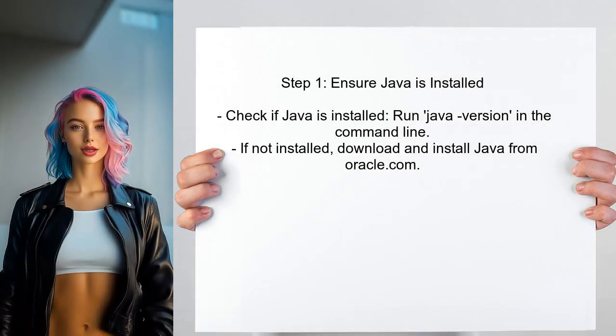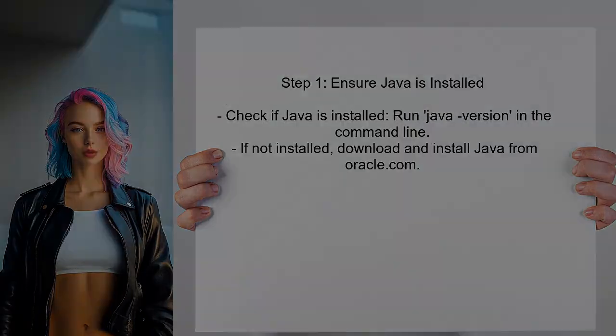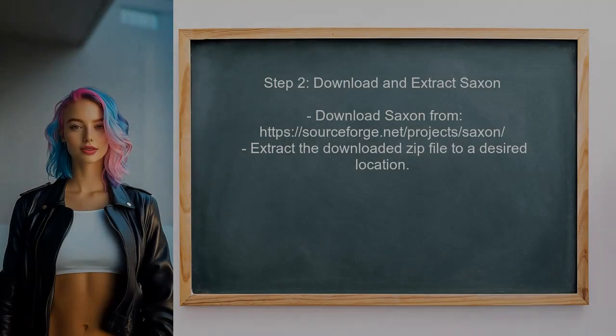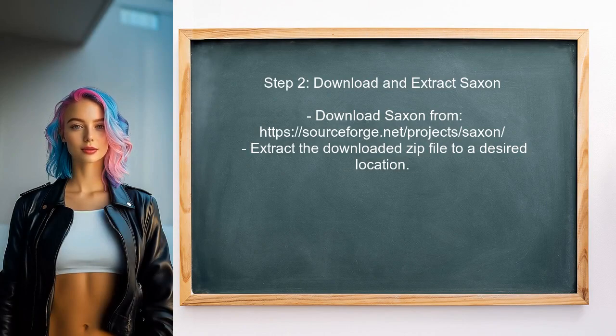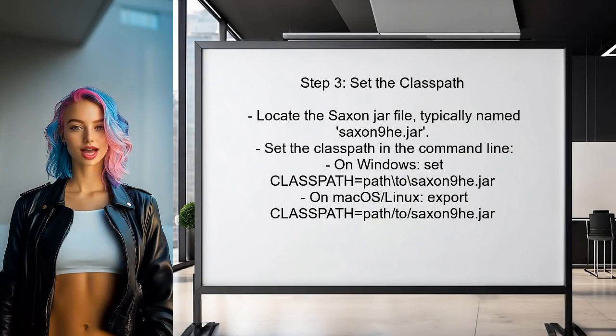To begin, the user needs to ensure that they have Java installed on their system. This is essential for running Saxon, as it is a Java-based tool. Next, the user should download the Saxon package from the official SourceForge page. Once downloaded, they need to extract the contents of the package. After extracting, the user must set the class path to include the Saxon jar file. This allows the command line to locate the Saxon classes when executing XQuery.